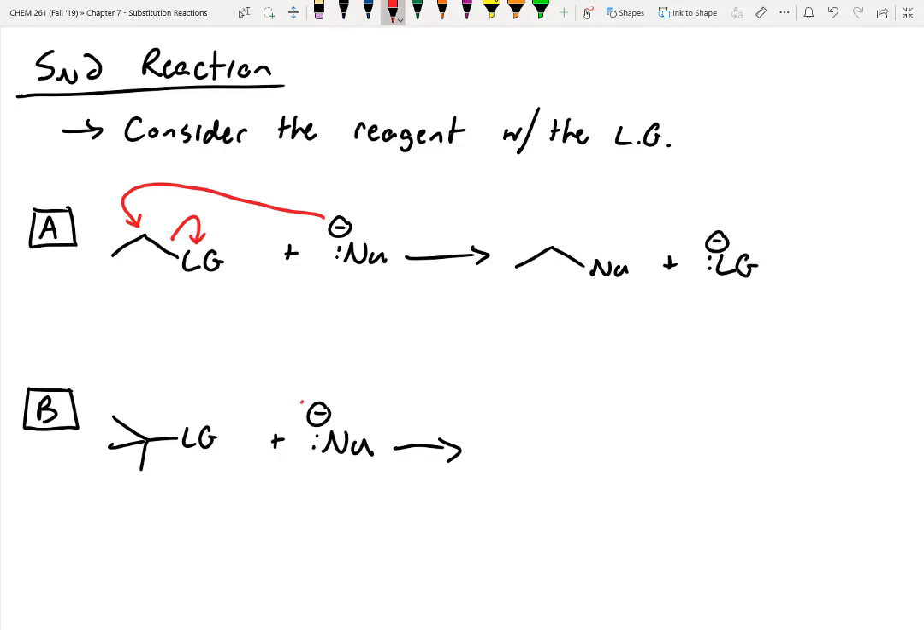All right, we can do the same thing down here. We can say, all right, it could attack this carbon, kick off our leaving group. All right, so just like before, I want you to ask yourself and then check with the neighbor, which of these is more likely to occur via an SN2 process, A or B?